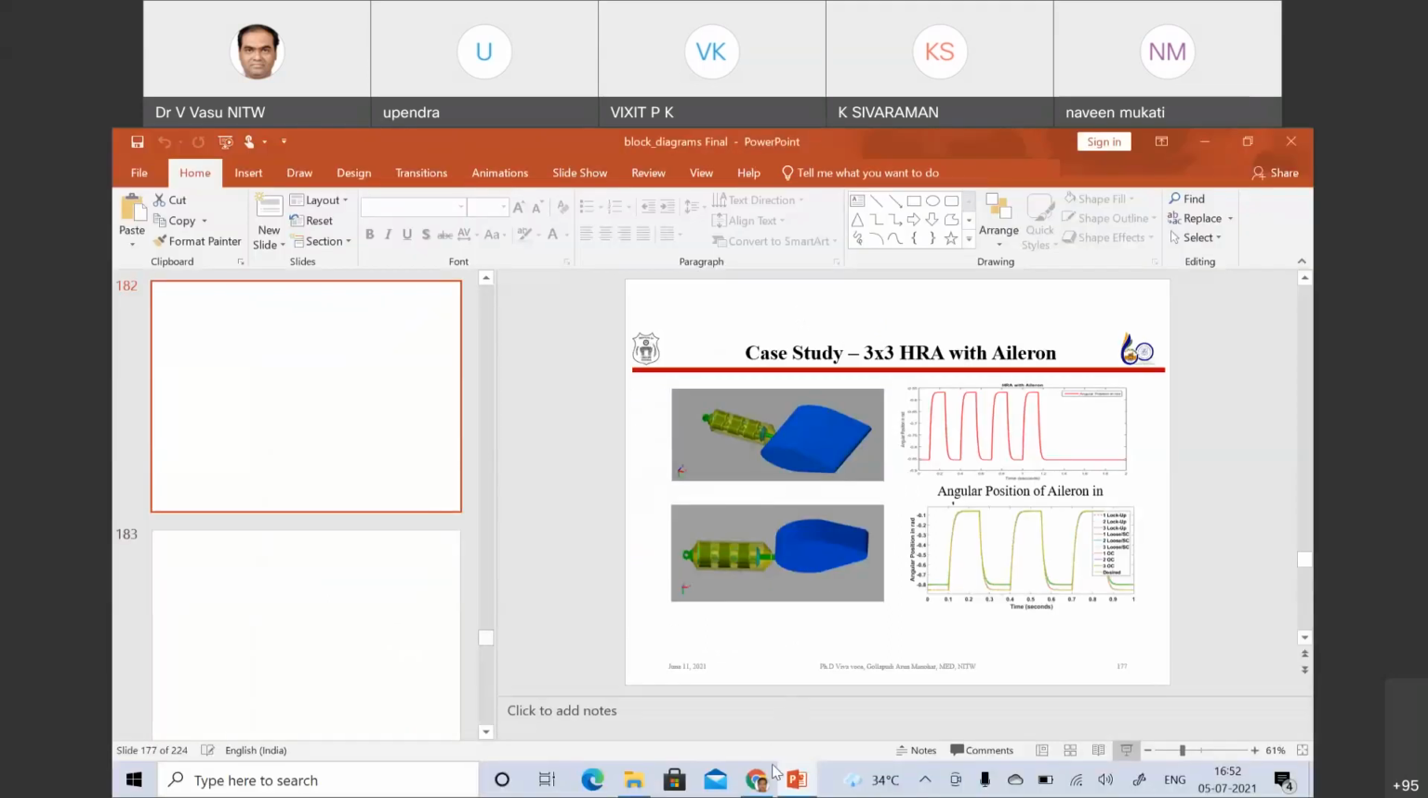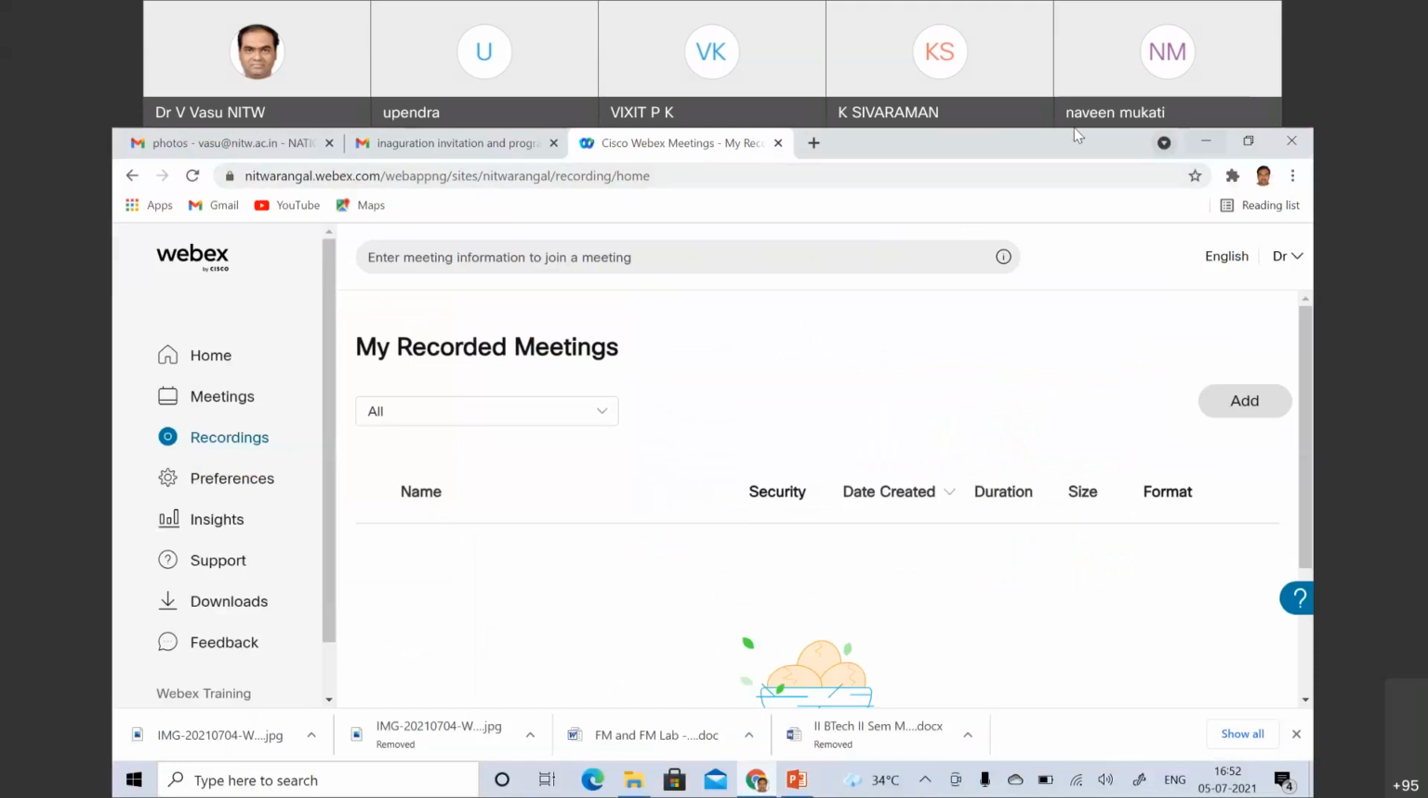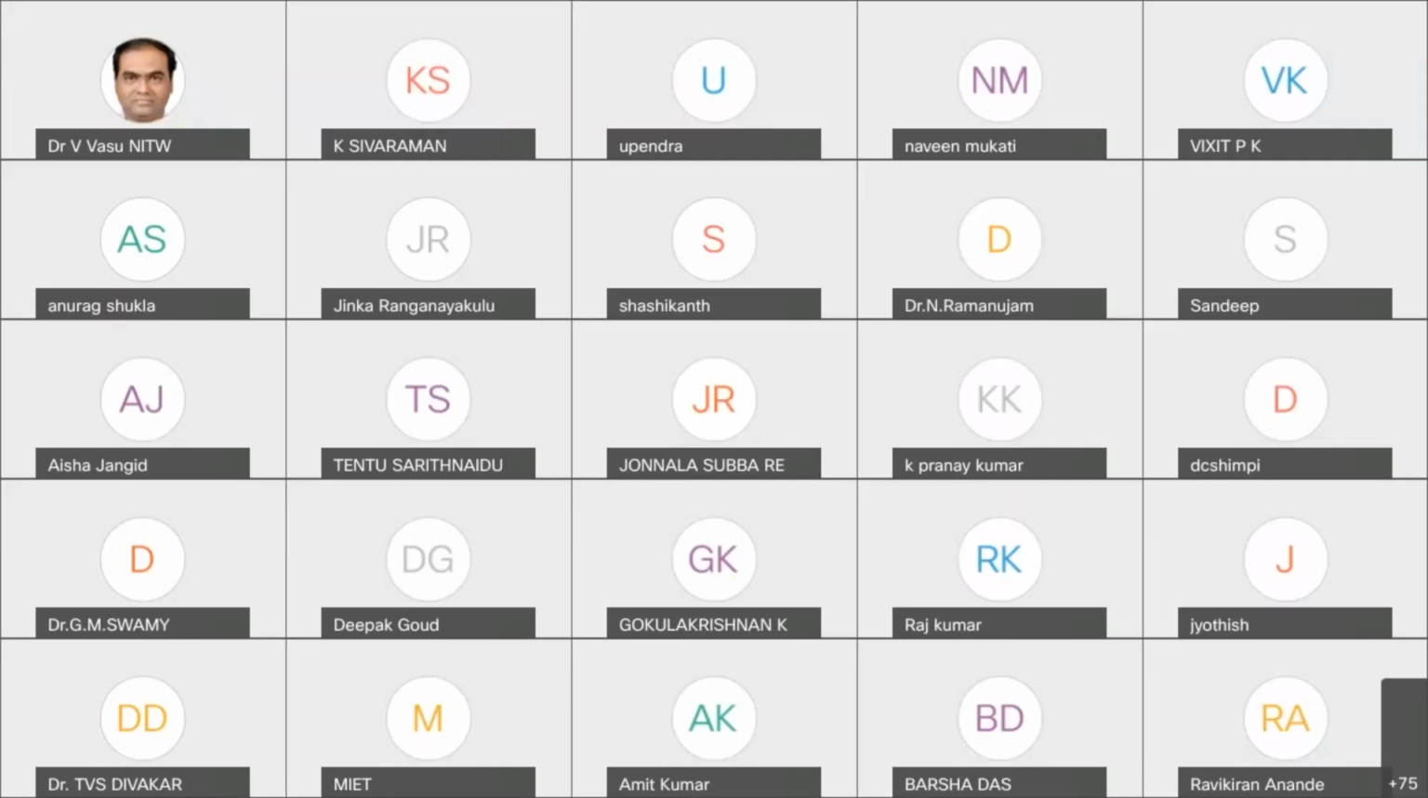So you can make the model and you can simulate it. This is how we can do it. If you have any questions so far, you can ask me. This is how you can make the block diagram representation of any particular system, and similarly you can simulate the systems.